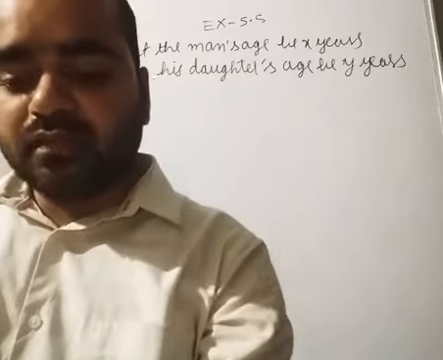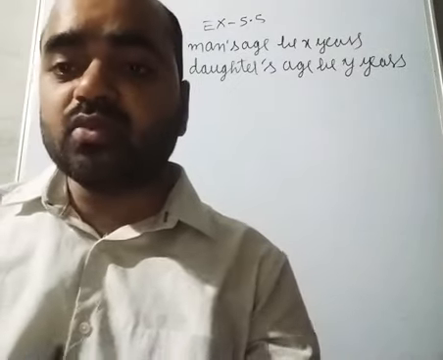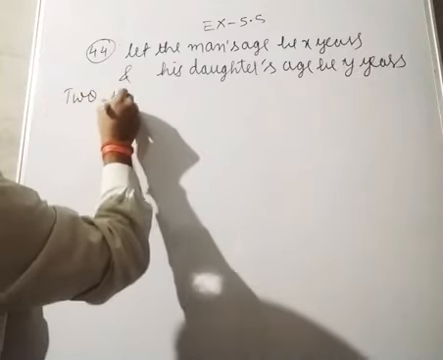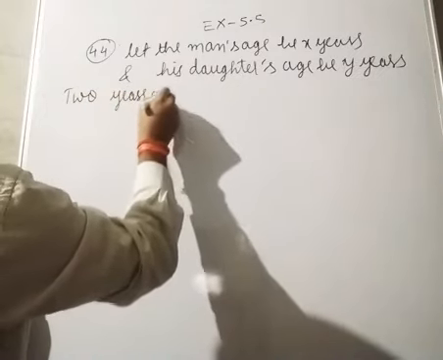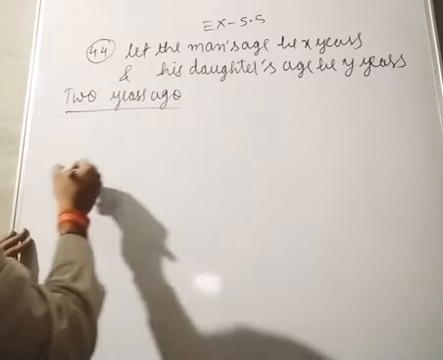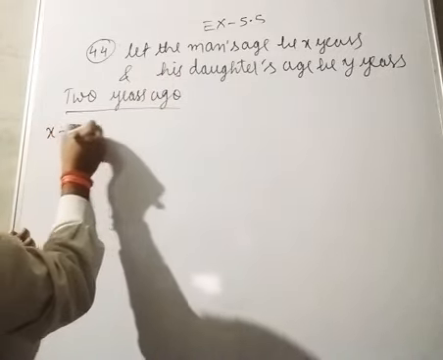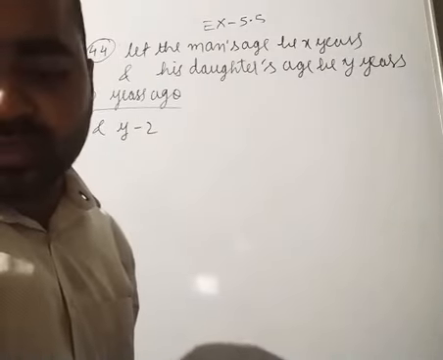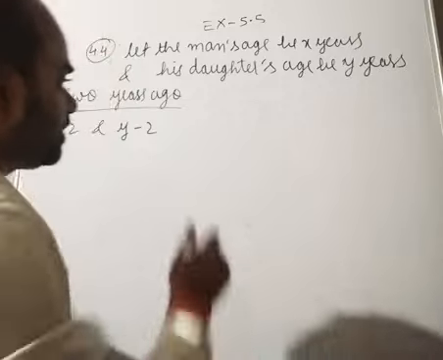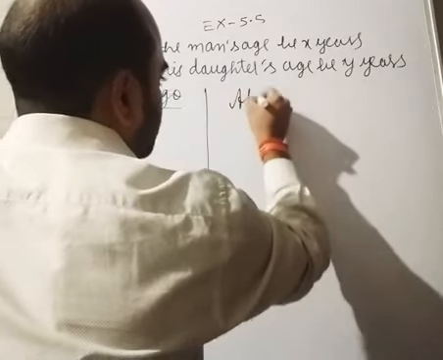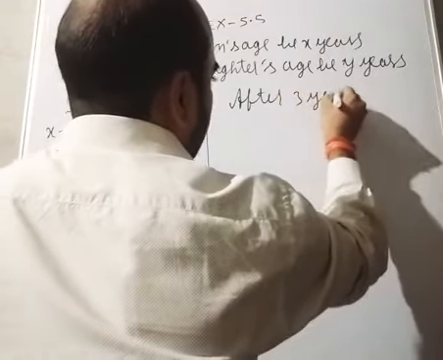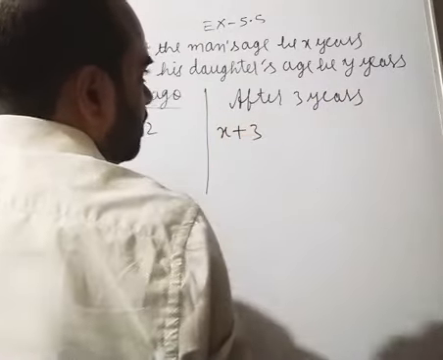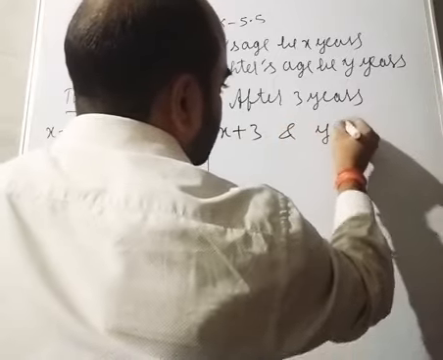In the first statement we have to take the ages 2 years ago. It means 2 years ago, what were the ages? Ages will be x minus 2 and y minus 2. Correct. In the second statement, what are the ages? 3 years hence, it means after 3 years. After 3 years what will be the ages? X plus 3 for the man and y plus 3 for the daughter.